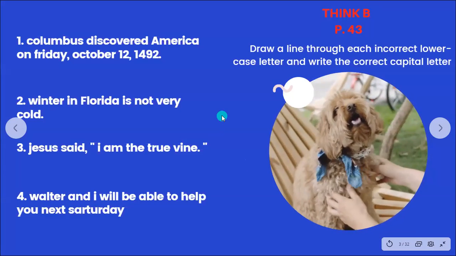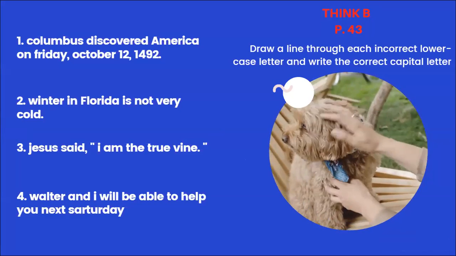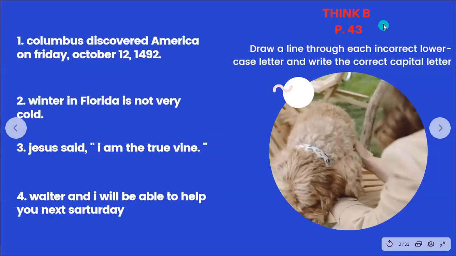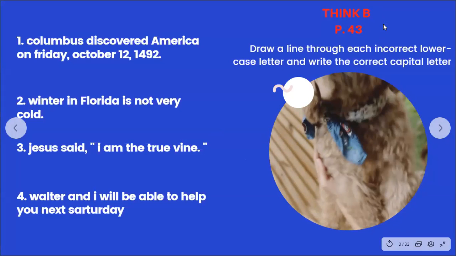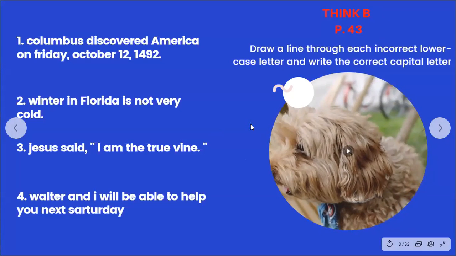Okay, let's continue. Here we have our first exercise. So remember, if you have any question, write it down on the chat. We are on page 43. The exercise is our Think B, and it says, draw a line through each incorrect lowercase letter and write the correct capital letter. So we're going to draw a line. Here on my presentation, you are not going to see the line. I'm just going to, with your help, show you the right way that it should be written. Okay, so you are going to draw the line, even though in the presentation it's not here.